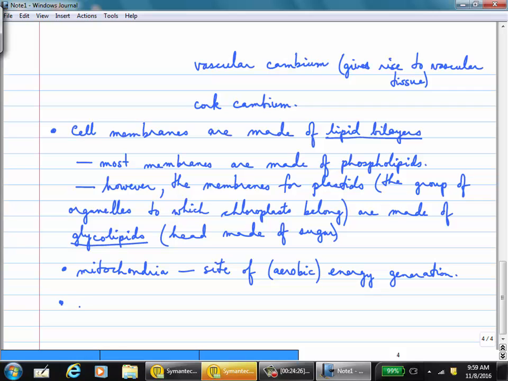If you're looking at a plant cell, you're going to have chloroplast, and that's the organelle where photosynthesis takes place. And we will discuss photosynthesis in detail in the next lecture. So site of photosynthesis.